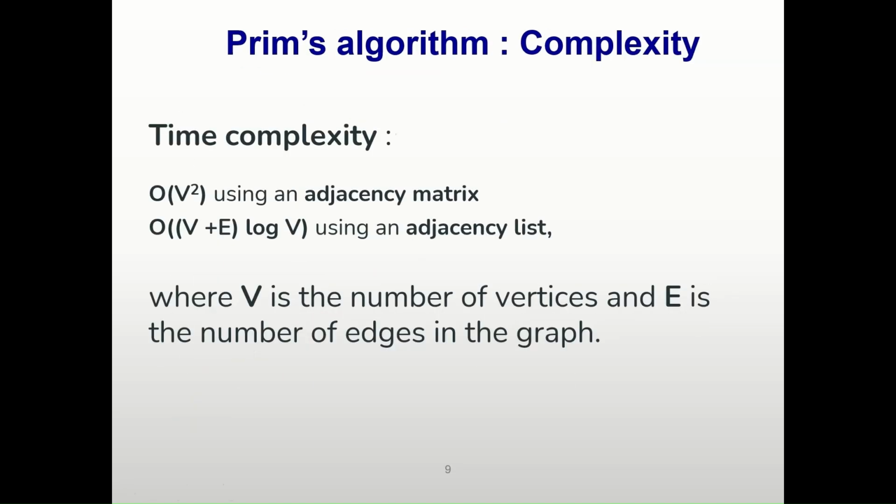What will be the complexity of Prim's algorithm? Time complexity: with a simple adjacency matrix, it runs in order of V squared time. But with a priority queue or min heap, it can be reduced to order of E log V time, where V is the number of vertices and E is the number of edges in the graph.